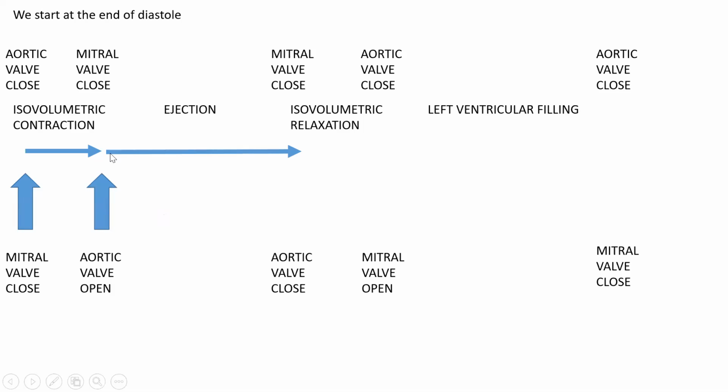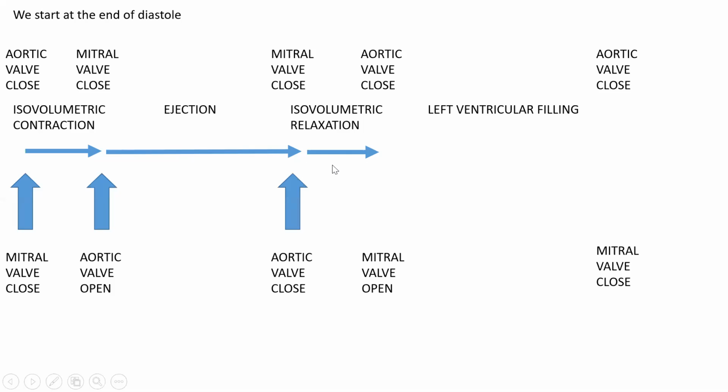Okay, so the blood will flow from the left ventricle into the aorta. So this is the period of ejection here. Now, after the period of ejection, the aortic valve will close. At that time, the mitral valve is closed. So this is the end of systole. At the end of systole, both the mitral valve and aortic valve are closed. Because both are closed, this is also called an isovolumetric period. Rather than pressure going up, the pressure will go down. This is called isovolumetric relaxation.